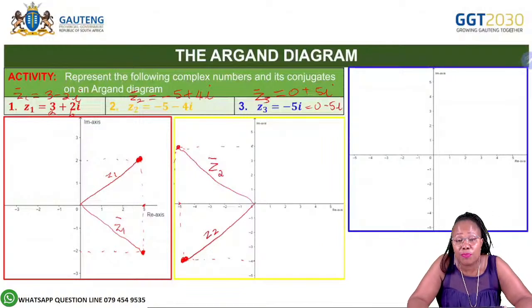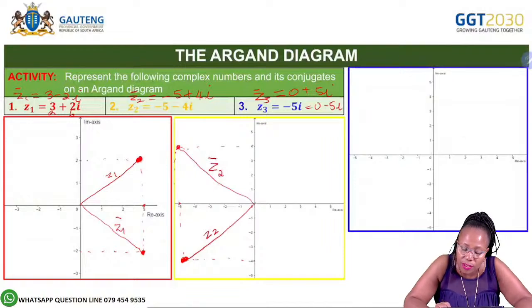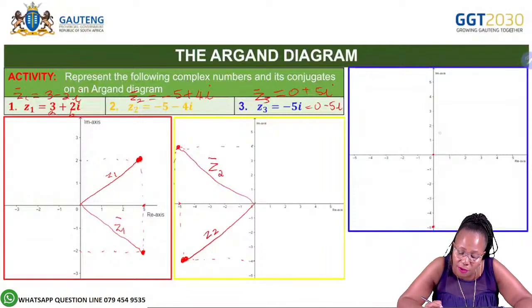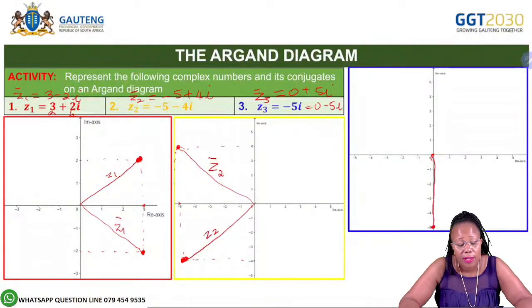And then let's address the blue one and see how you sketch if you have a real value that is 0. On the real line we go 0, and from 0 we go imaginary minus 5. Imaginary minus 5. Can you see now this line is on top of this axis? From the origin to that point is on top of your axis there. So that is the complex number 0 minus 5i.